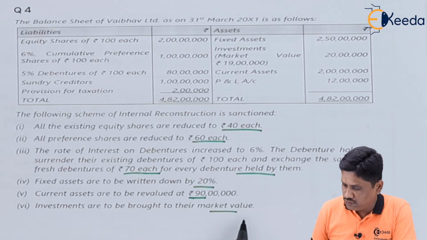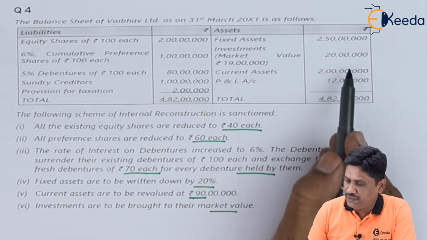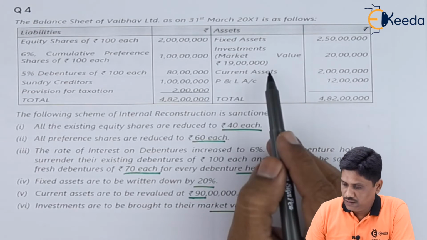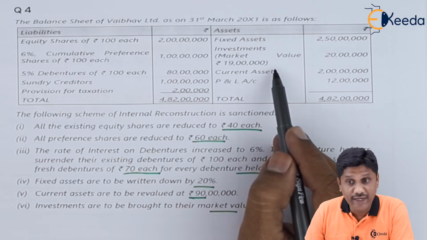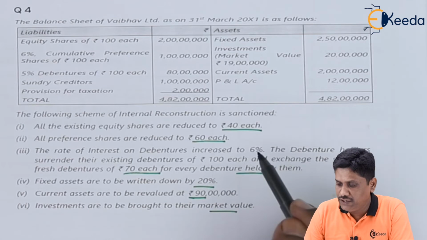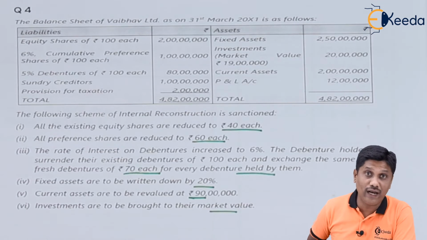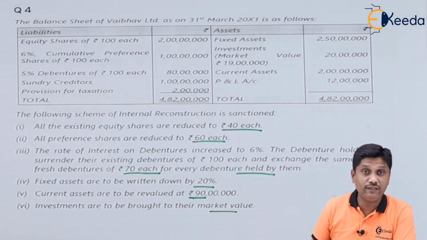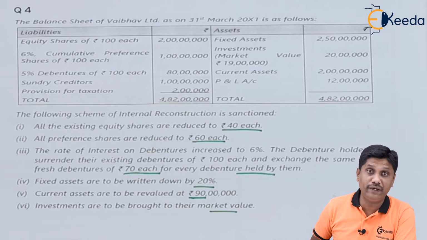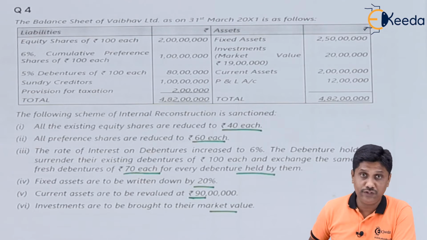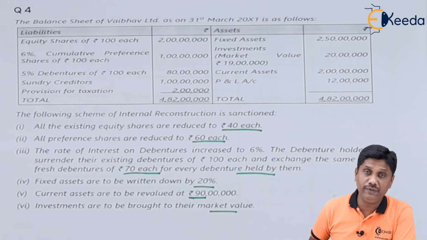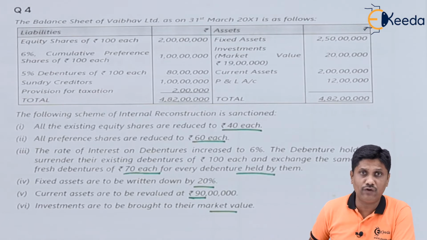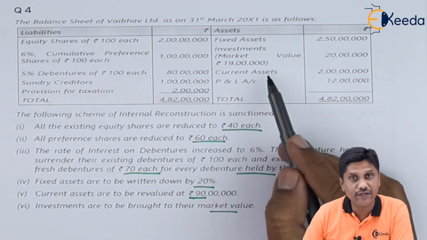Investments are brought to their market value. Look at the investments book value 20 lakhs. What is the market value? 19 lakhs. So I can say it is reduced or written off by rupees 1 lakh. So my entry will be investment account credit, of course. Which account will be debited? Capital reduction account, which is for loss. So entry will be capital reduction account debit to investment account. Amount will be 1 lakh. And how 1 lakh will be arrived at? 20 lakhs minus 19 lakhs.